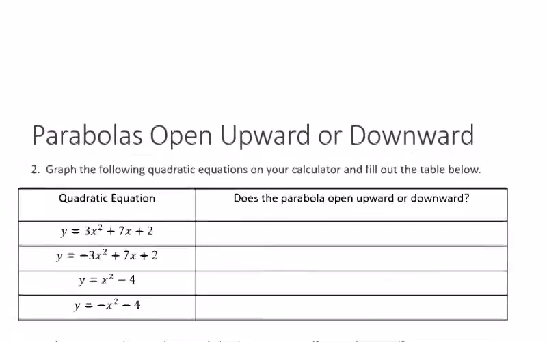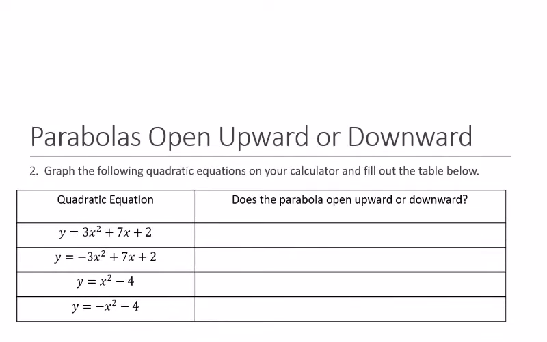Alright, so let's try to find some more efficient ways to graph these parabolas. We're going to talk about which way they open and a little bit about the axis of symmetry or the line of symmetry, and then some about how to find some of the other key features. So let's start by graphing these on our graphing calculator.